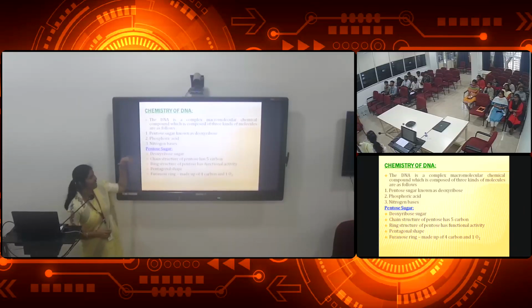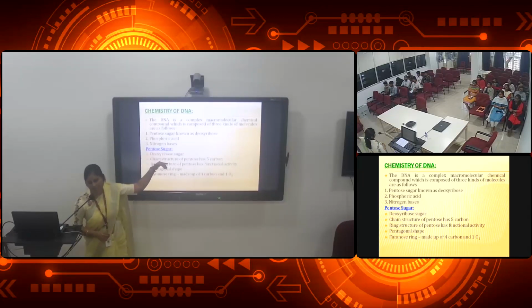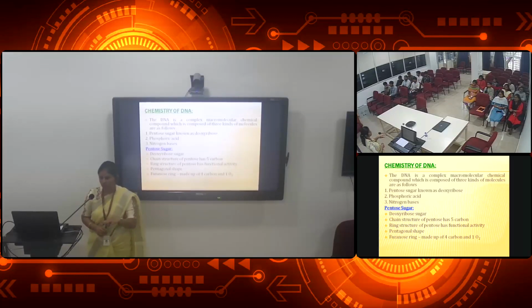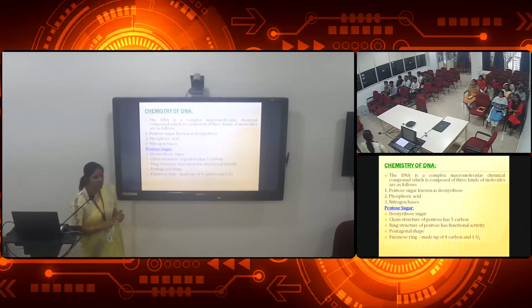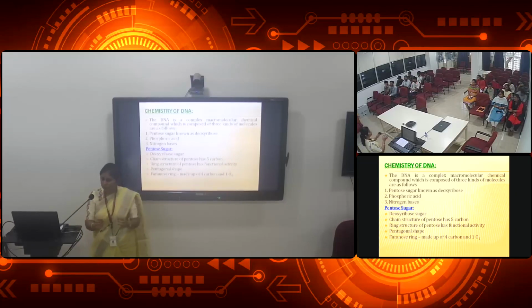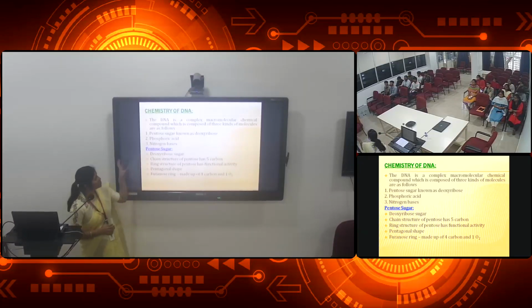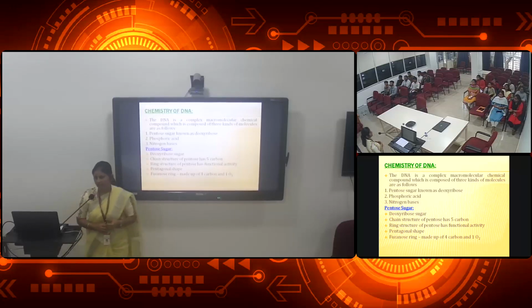The third important chemical compound is the nitrogen bases. There are four different types of nitrogen bases present: adenine, thymine, cytosine and guanine, which are studied under two terms: pyrimidine and purine. That's why DNA is called a polynucleotide. So this is about the chemistry of DNA.